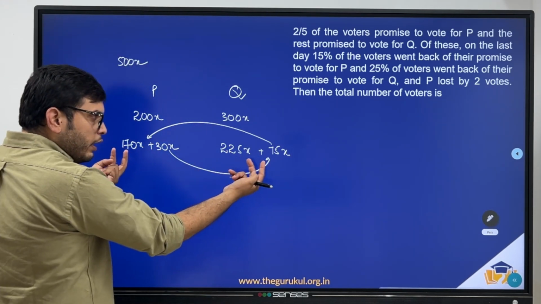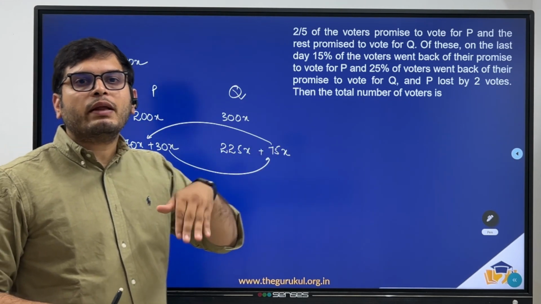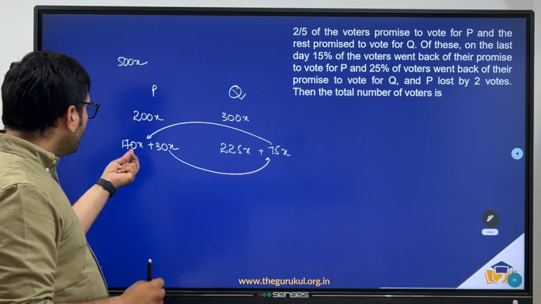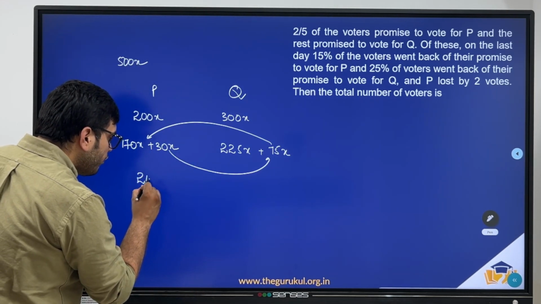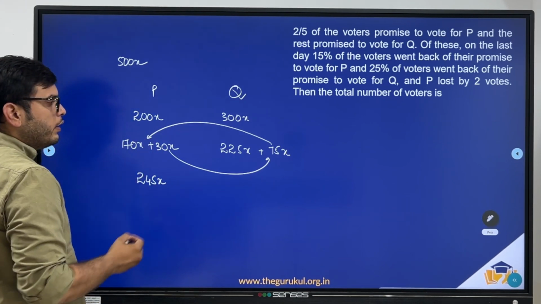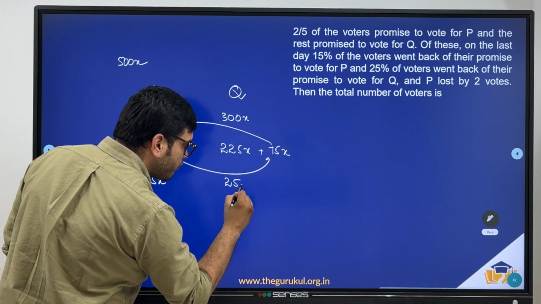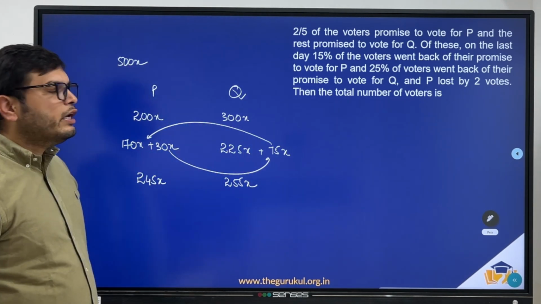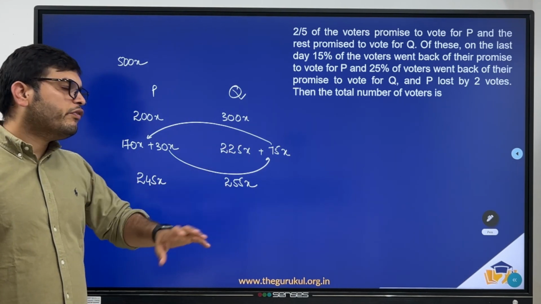Right. Now 170x plus 75x, that would be the total number of votes P had received, right? So 170x plus 75x would be 245x. And 225x plus 30x, 255x is the number of votes received by Q, right? So P received 245x, Q received 255x.